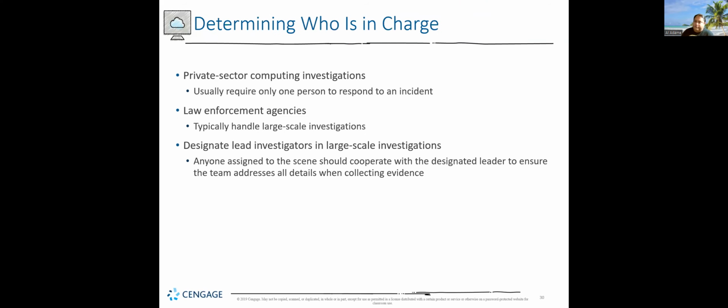Determining who's in charge. Almost there, guys. 5 more slides. Private sector computer investigators usually require only one person to respond to this. It's usually a one man show. Technically a 2-man show sometimes. It just depends how big the organization is.